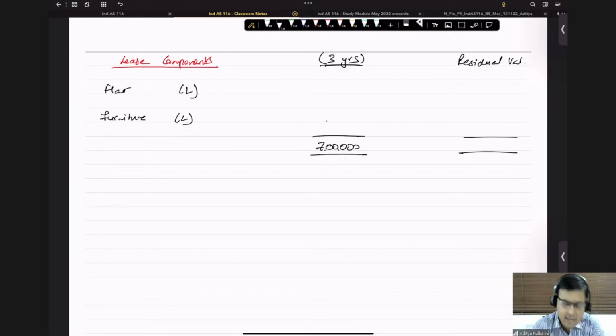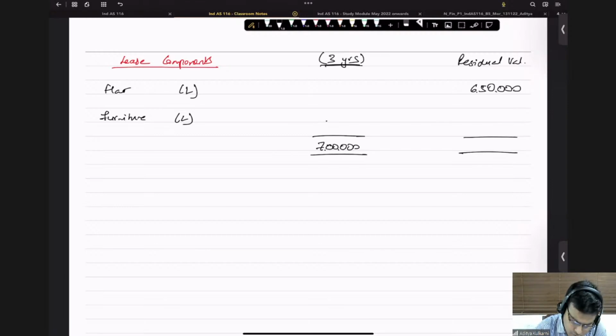What is available is that the flat is available for 6,50,000. Flat which is leased out has a value of 6,50,000. Its standalone price is available, but fair value is not possible. Neither is it for the furniture. Nothing is possible because nobody lets out furniture in our area, in our city. So it is not possible.